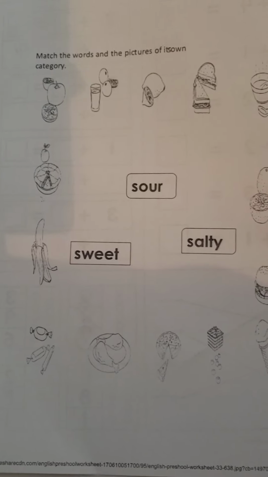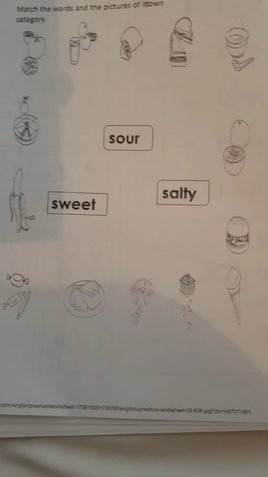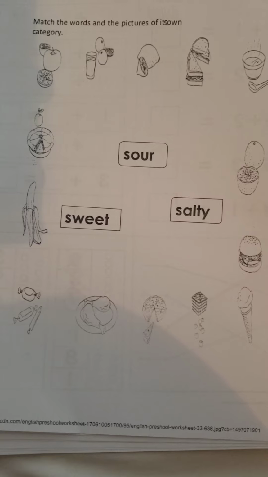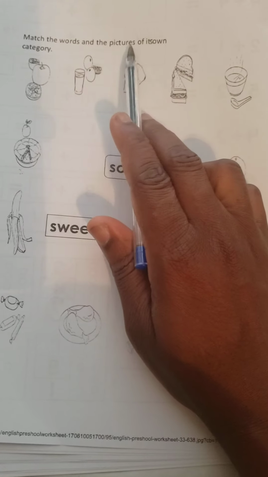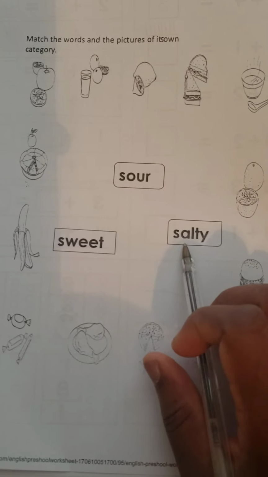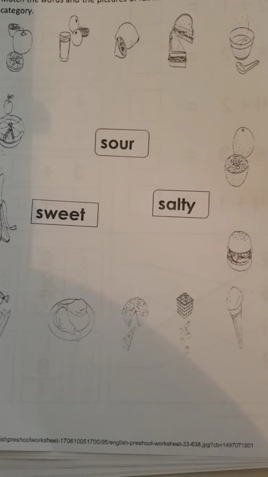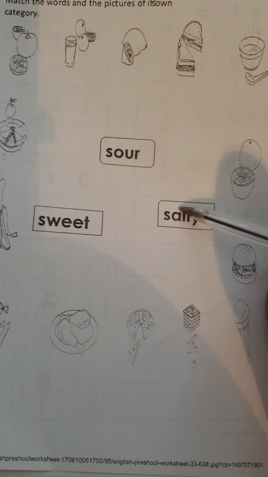Alright, boys and girls, for your science, we are still trying to see what our signs of taste is. Now you're going to match the words and the pictures of its own category. So we have sweet, sour, salty. Now you're going to have an adult say the words to you. So you have sweet, sour, salty.